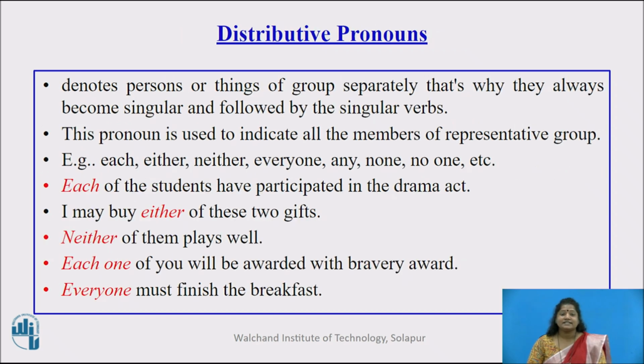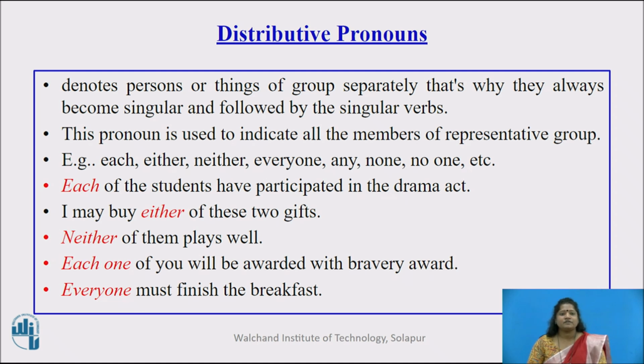Let us learn the concept of distributive pronouns. A distributive pronoun denotes persons or things of groups separately. That's why they always become singular and are followed by a singular verb. This pronoun is used to indicate all the members of a representative group. For example, each, either, neither, everyone, any, none, no one are distributive pronouns.